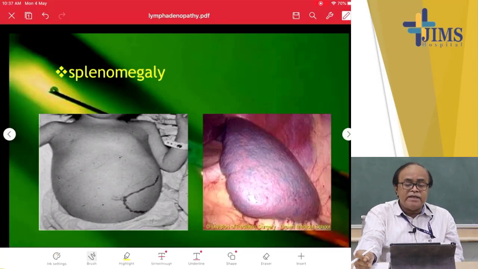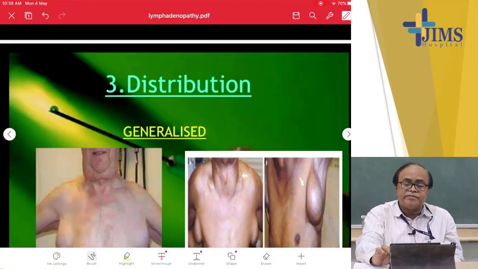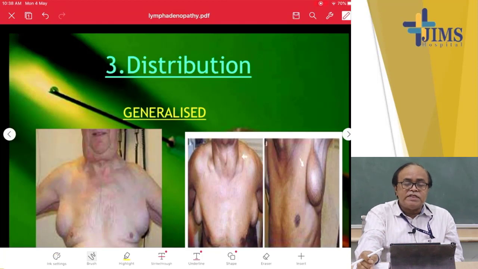When you do general examination, you have to look for the spleen. If spleen is enlarged and lymph nodes are enlarged, then it is more towards malignancy. Now, distribution of the lymph nodes, whether it is generalized. Generalized means you see in the neck, axilla, both sides; you have to see whether it is one side or both sided.